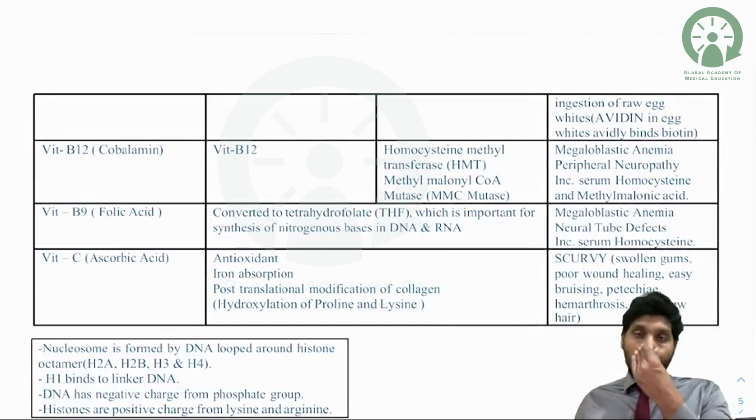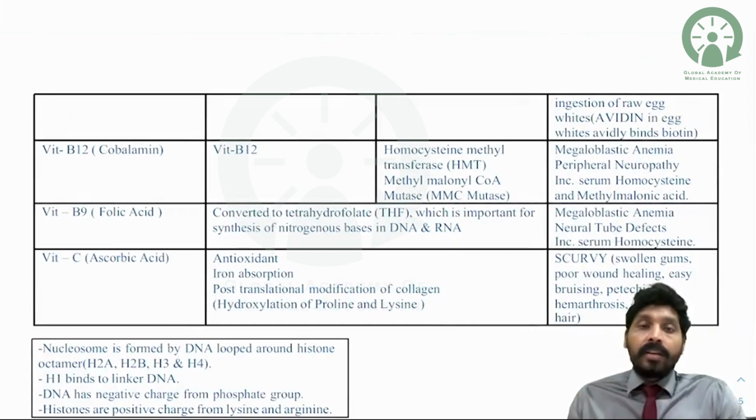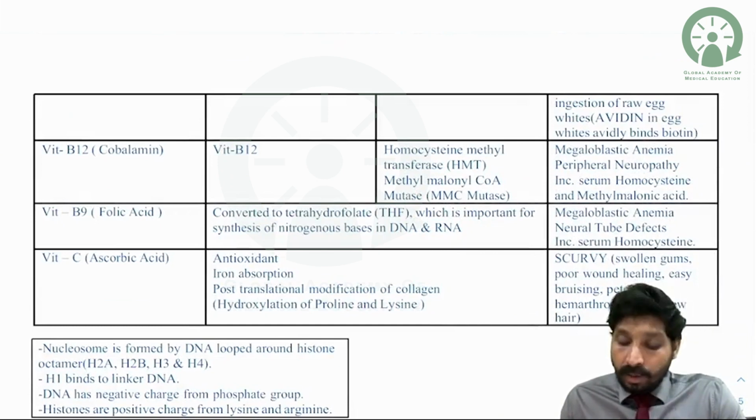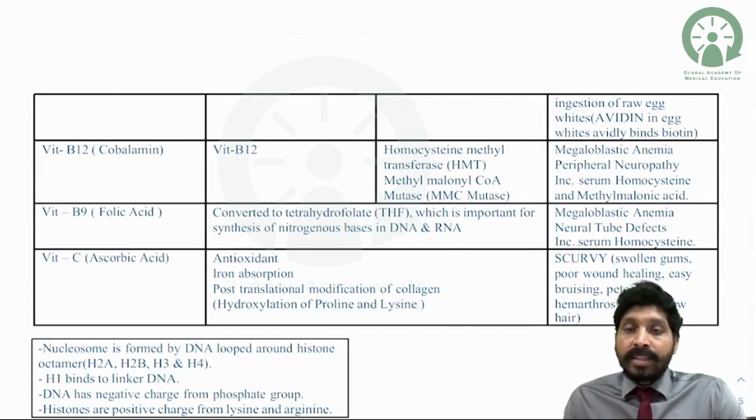Ingestion of raw egg. So the avidin, the antagonist of B7, is present in raw egg. So if you want to get the benefits of B7 from the egg, you should boil the egg before consuming.